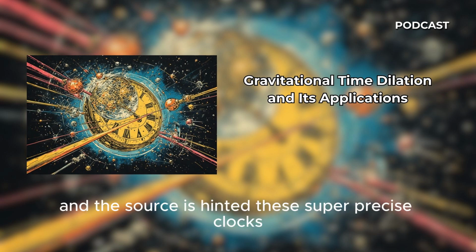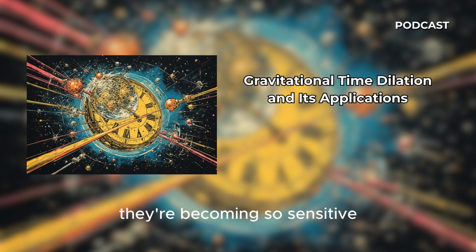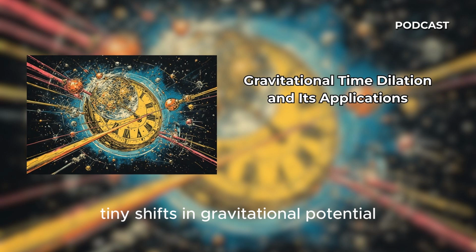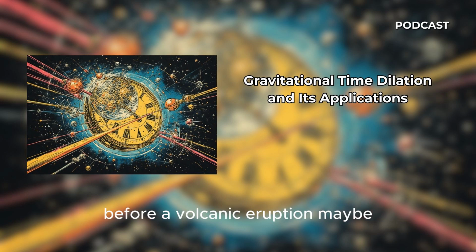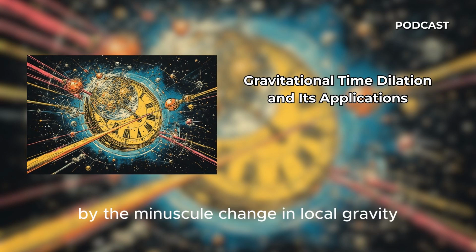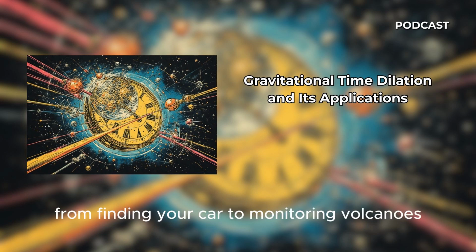And the sources hinted these super precise clocks might do even more in the future. Potentially, yes. They're becoming so sensitive that networks of connected atomic clocks might be able to detect tiny, tiny shifts in gravitational potential. Which could mean detecting the subtle bulging of the ground before a volcanic eruption, maybe, or measuring the loss of mass from melting ice sheets by the minuscule change in local gravity. Really precise geodesy. Amazing, from finding your car to monitoring volcanoes.